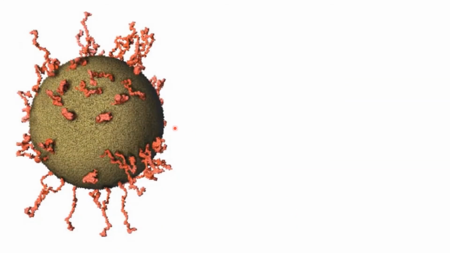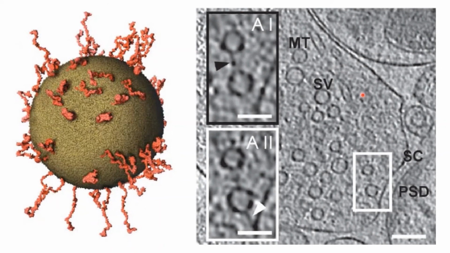Here we can see a computer-generated model of a vesicle that's surrounded by those docking proteins, the SNAREs, and the tethering proteins. In this case, this is a vesicle carrying a neurotransmitter in a neuron. And here we see an electron micrograph of the connection between two neurons. We can see here the gap. This is the synaptic cleft.